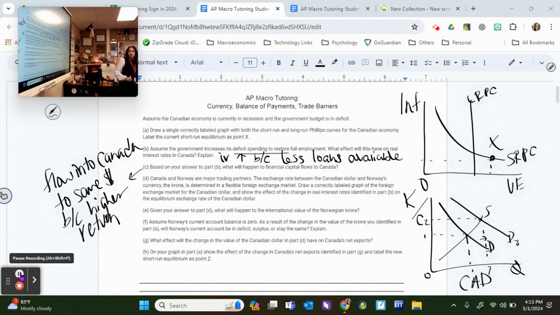Given your answer to part D, does that mean the Canadian dollar appreciated? It appreciated. The Canadian dollar appreciated, and the krone depreciated. The Canadian dollar appreciated because the value of it went up on our graph. What happened to the international value of the krone? It depreciated because Canada appreciated.